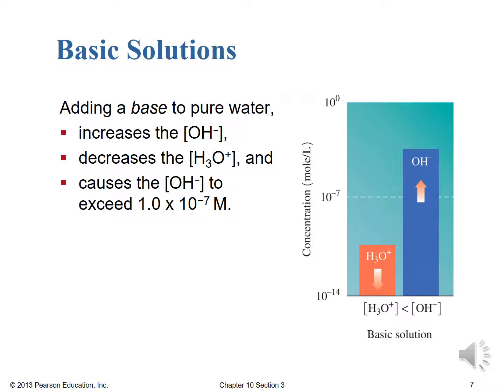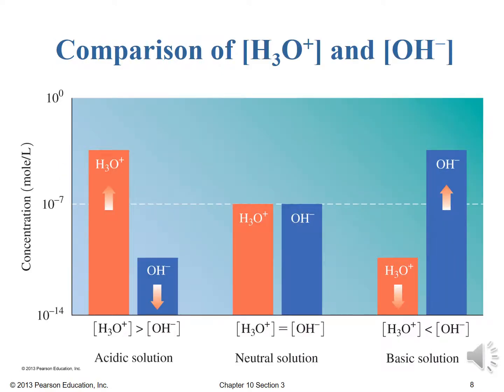So there's that relationship where we're balancing out the H3O plus and OH minus in pure water. In an acidic solution we have relatively more H3O plus, less OH minus, and in a basic solution we have relatively more OH minus, less H3O plus when we're dealing with water-based solutions. And here's a nice visual of that process.